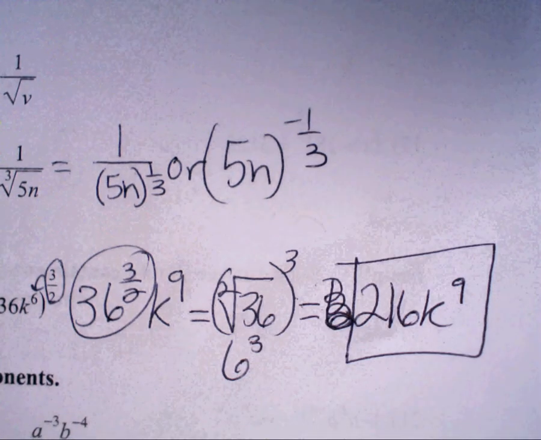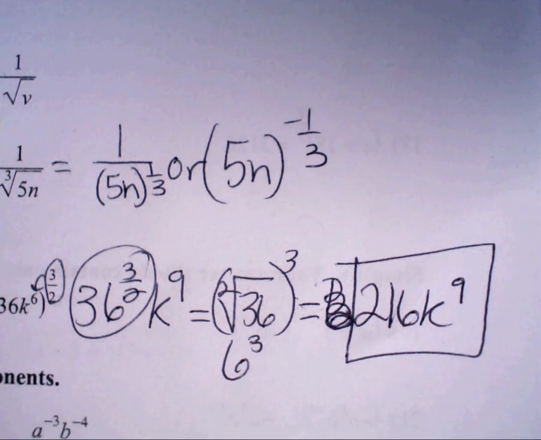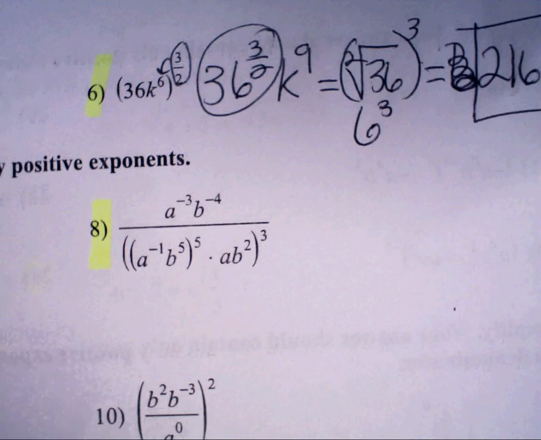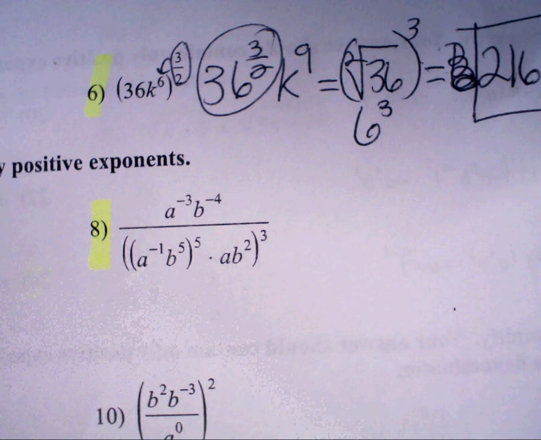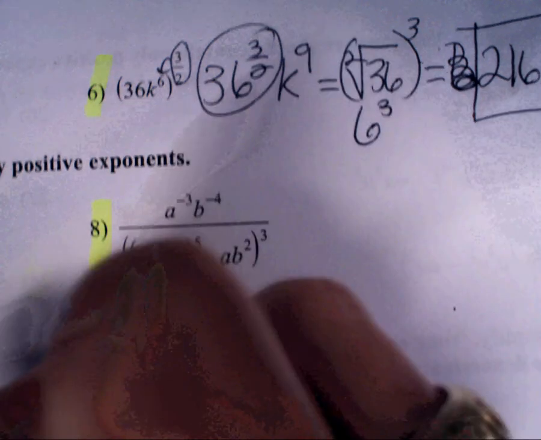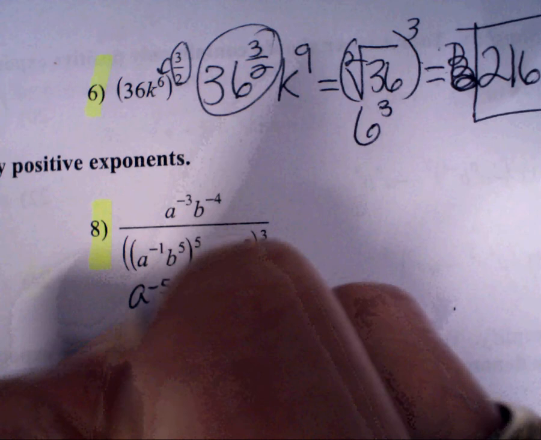Alright, so let's look at number 8. Number 8, the way I like to tackle these problems is handle any powers first, then deal with the negatives, then add and subtract. So what I'm going to do is first handle this inside parentheses. So that's a to the negative 5th, b to the 25th, ab squared to the 3rd.